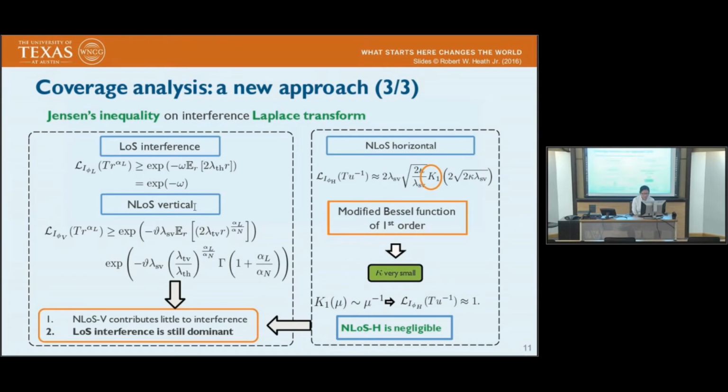Based on the very simple results from the previous analysis framework, we are going to quantify the different effects of the interference from different parts of the street. Specifically, we use Jensen's inequality to quantify the difference in the Laplace transform of the different parts of the interference. We respectively calculate the Jensen's inequality lower bound of the Laplace transform of the line of sight interference, the non-line of sight vertical street interference, and also the non-line of sight horizontal street interference.